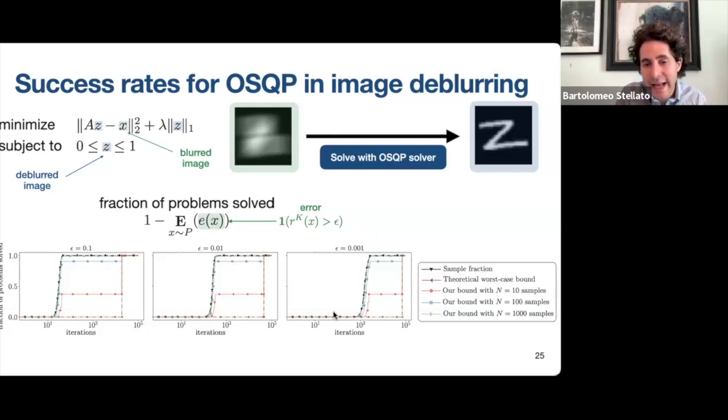The black line is the sample behavior, which is the fraction of problems solved that I obtain by just sampling. The brown line is the theoretical worst case bound, which is the one from the theory that I showed you before, which just goes from 0 to 100% because it's a worst case type of behavior. And it's very pessimistic, right? It tells you that you require, let's say in the higher precision version, almost 100,000 samples to solve the problem to 10 to the minus 3 precision. But our bounds, for example, if you have just 10 samples, this is the red line, which slightly improves.